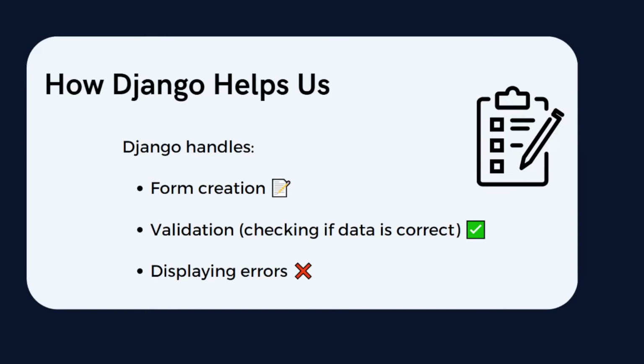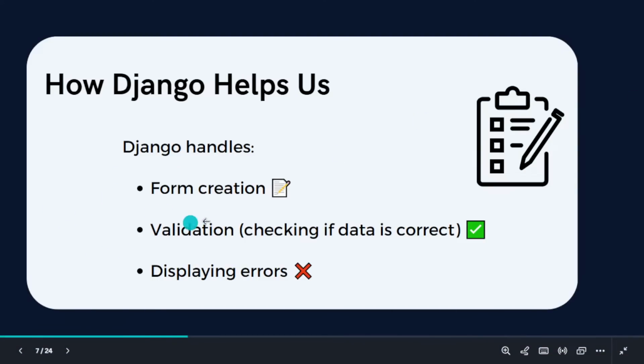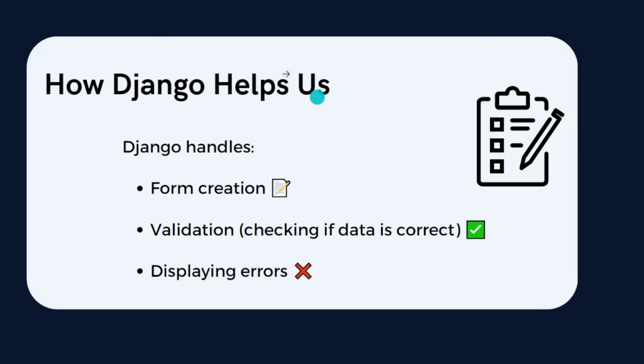How does Django help us? Django handles form creation. Django already has predefined functions for forms, so we don't need to write new code. It's already written in the framework, so we don't write new code. Form creation is already written in Django. Even so, we can also make forms using HTML.